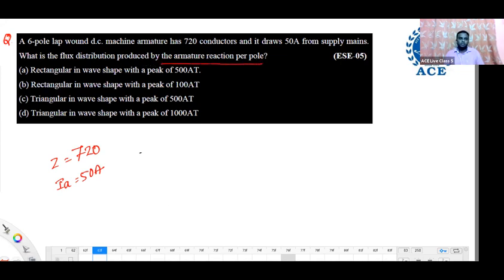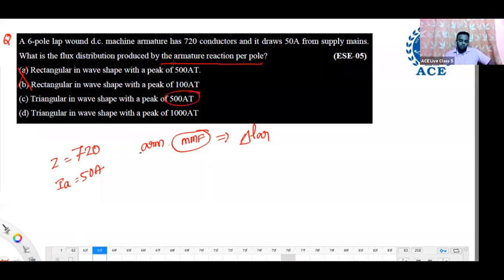Here, given shape. Armature flux distribution means they are actually asking about MMF. Armature MMF. What is the shape of armature MMF? Triangular. Okay, the shape of armature MMF is triangular. So we can strike out option AB, and we need to find what is the ampere turns. Is it 500 or 1000?